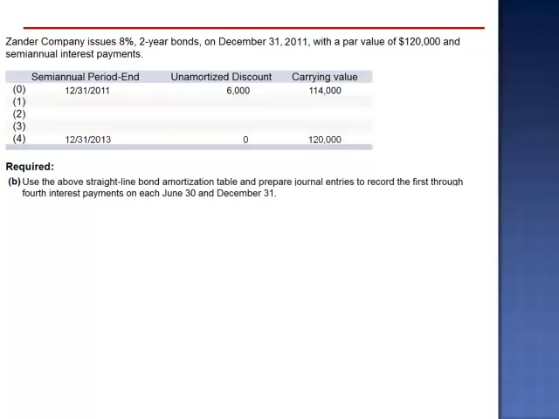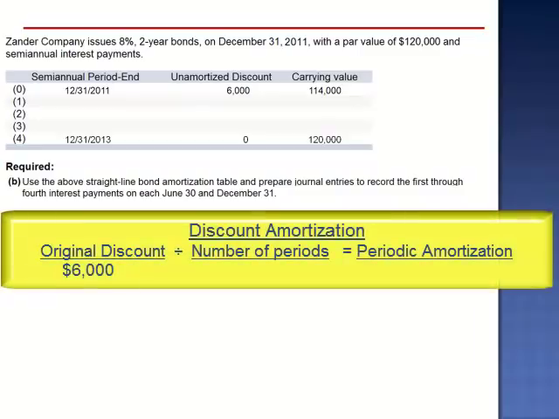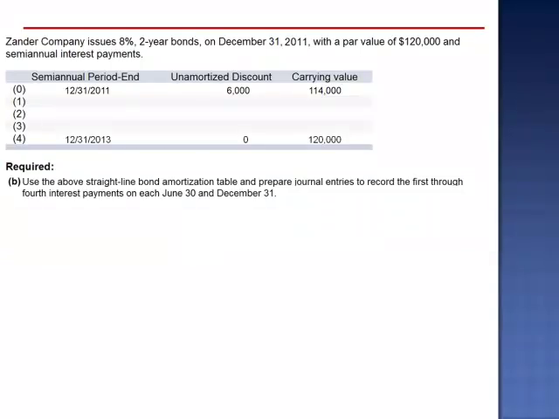Since we're using the straight line method, we know that the change in the carrying value is a constant dollar amount. The change in the carrying value is an increase of $6,000 over 2 years. $6,000 divided by 4 semi-annual periods is an increase of $1,500 per period. We will amortize the discount at a rate of $1,500 per period. Starting at June 30th, 2012, 6,000 minus 1,500 is 4,500, increases the carrying value to $115,500.